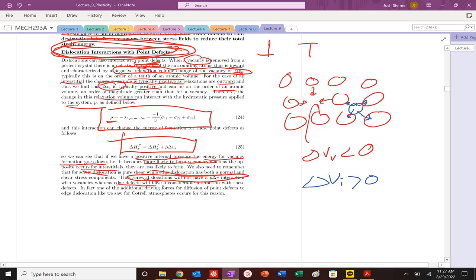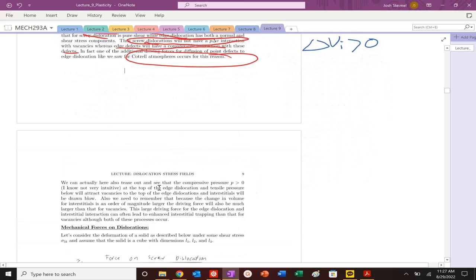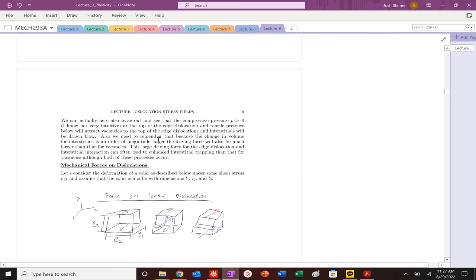Screw dislocations do not have a P delta V interaction. So that's very, very important here. Hence why interstitials form atmospheres at our dislocations. So you can actually tease out that we have compressive pressure, positive V naught at the top of our edge dislocation. So positive pressure will be there, and that will attract vacancies. Interstitials will be attracted and drawn below.